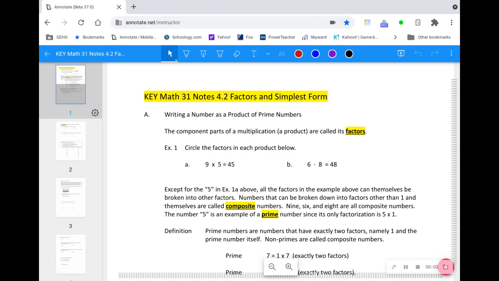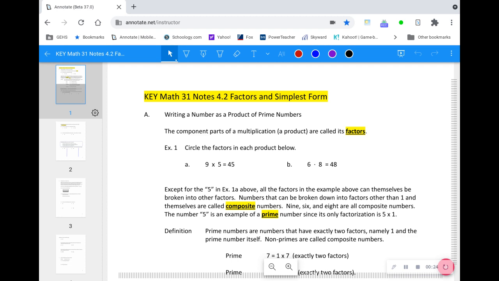Okay, this is the note set for section 4.2 in Math 31. We're going to do two separate videos just to break it up a little bit. And this is part 1. So, writing a number as a product of prime numbers, with the ultimate goal here of writing fractions in simplest form.